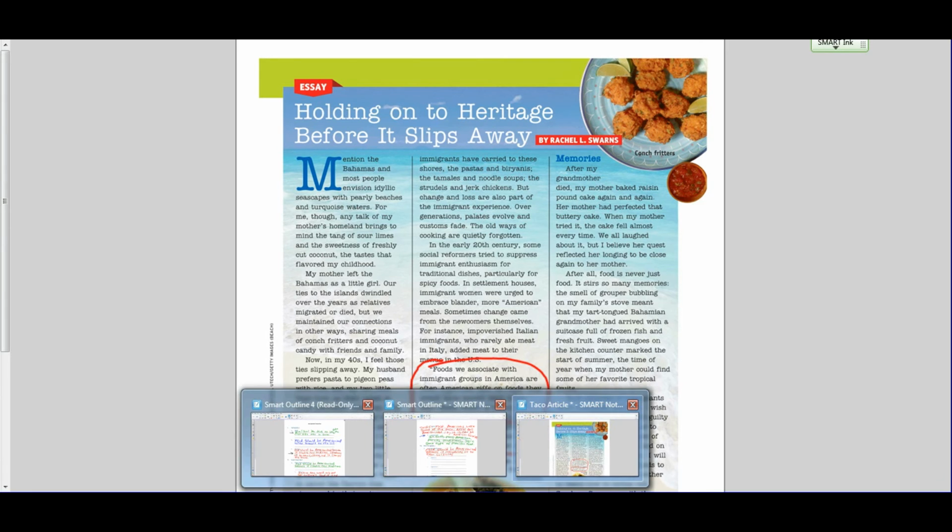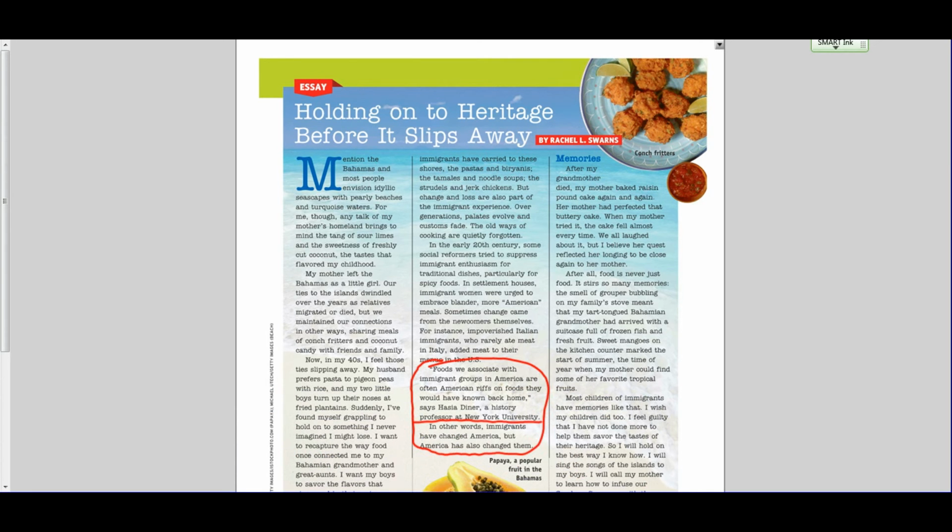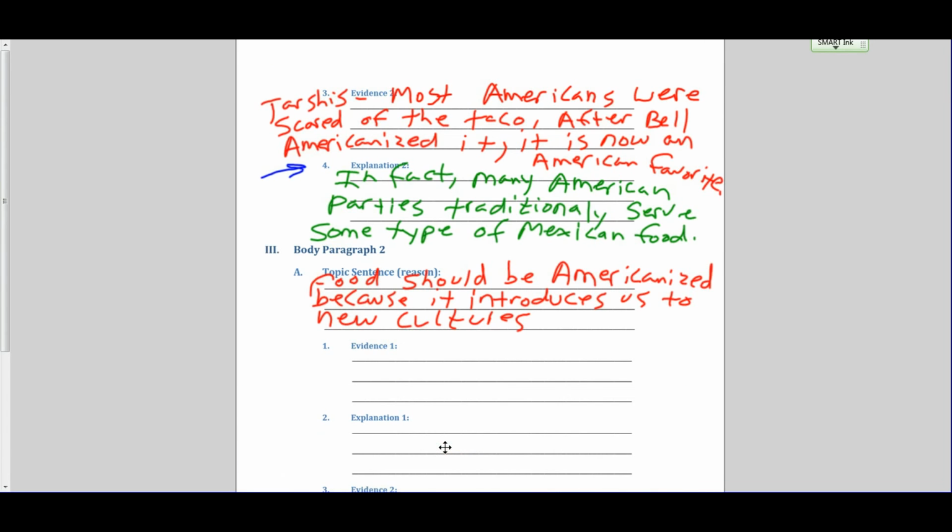Now, before I go back to my outline, I need to figure out who wrote this article, because remember, this is a different article and I need to cite it. So up top, it looks like Rachel Swarms wrote this article. So when I do go back to my outline, I'm going to start out by writing Swarms. And then I'm going to paraphrase it, so I'm going to put it in my own words. And I'm going to put food we think of as foreign is often different from the original version.